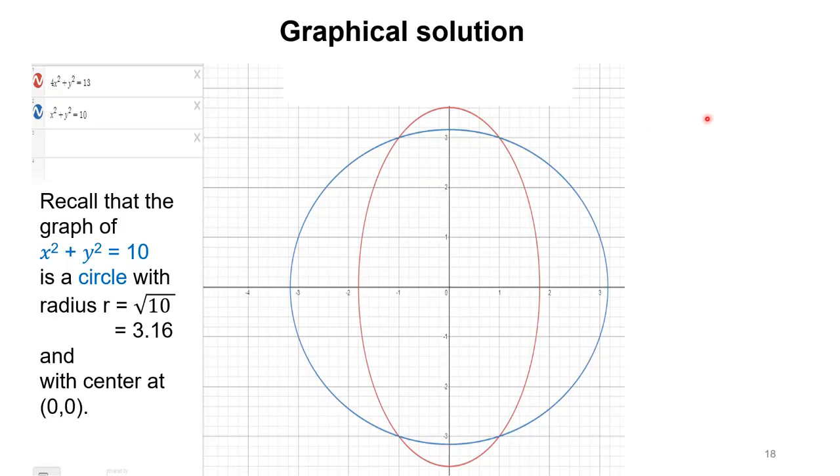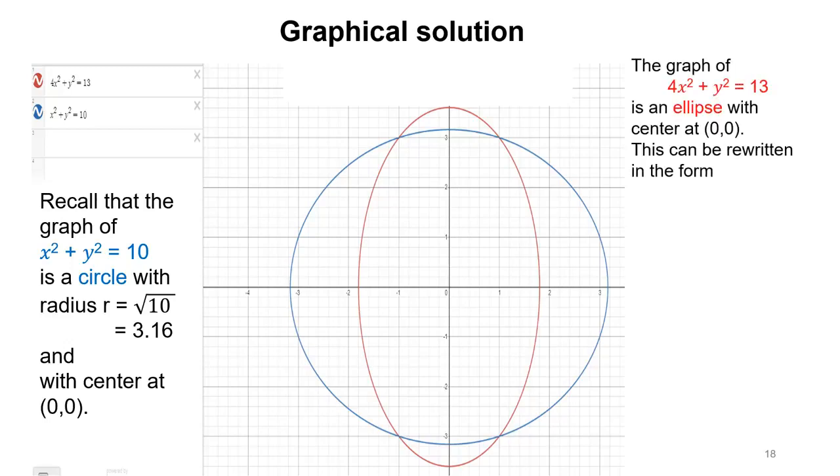So for this ellipse, which is the graph of 4x squared plus y squared is equal to 13, this is an ellipse with center at 0, 0. And this can be rewritten in the following form: x squared over b squared plus y squared over a squared is equal to 1.